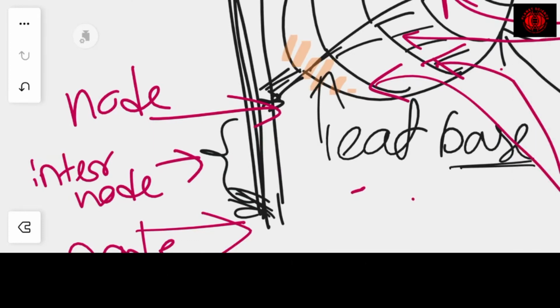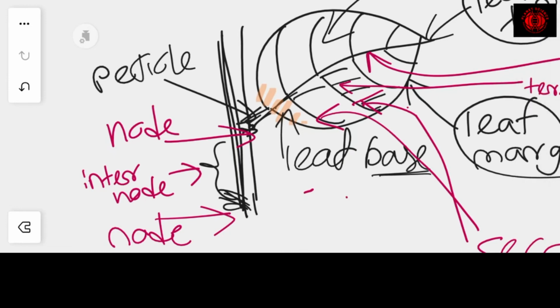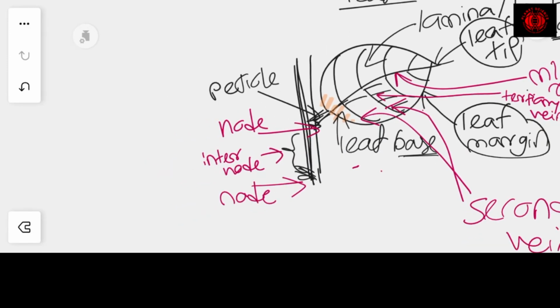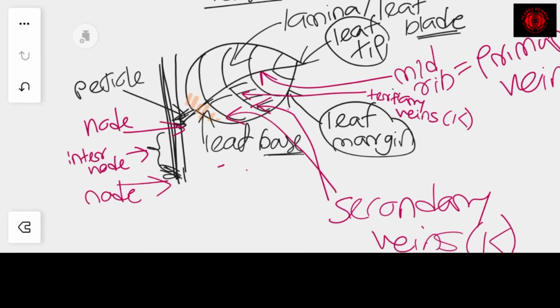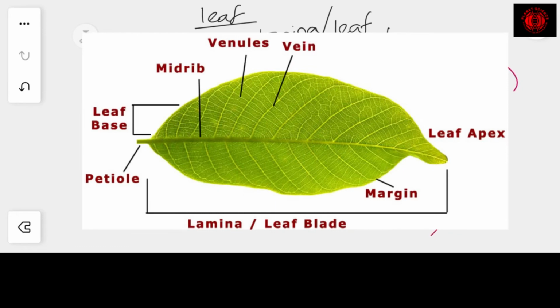And this petiole helps the leaf to attach to the stem area. With that, these are the major parts of the leaf and the major parts of the stem belonging to the leaf. With that, I will wind up this video. Hope you enjoyed it, and I conclude my lesson. Thank you very much.